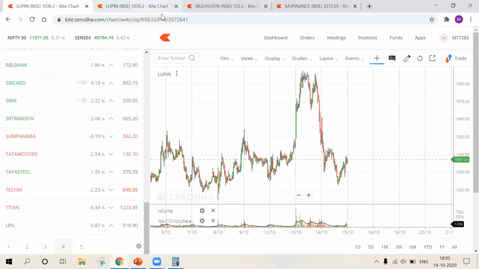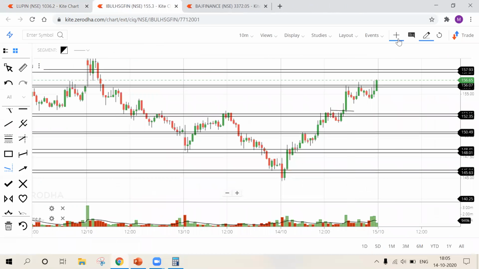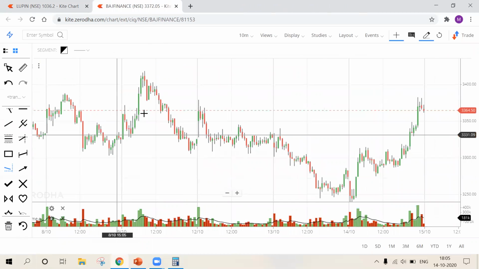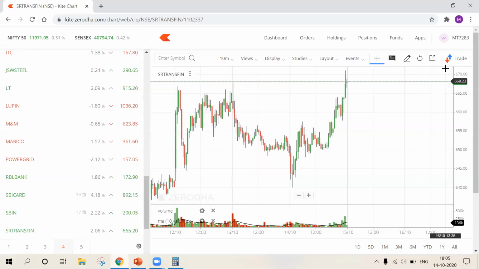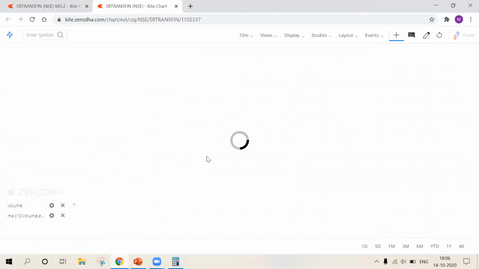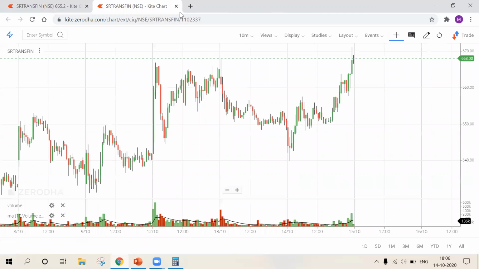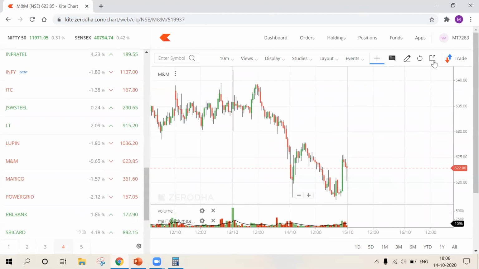Oh, before that, I should be deleting all these things. Delete Lupin, delete Bajaj Finance. All right. So let's go with SRF. Okay. Looks good. Oh, I think I already explained you about SRF. All right. Let's select some other, let's go with M&M.